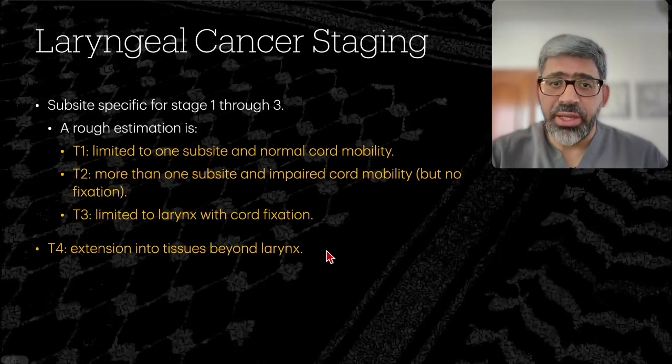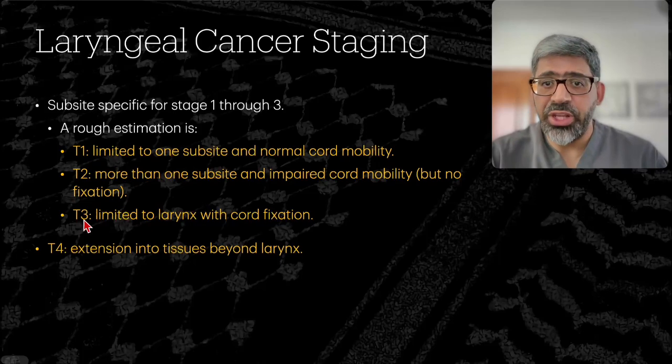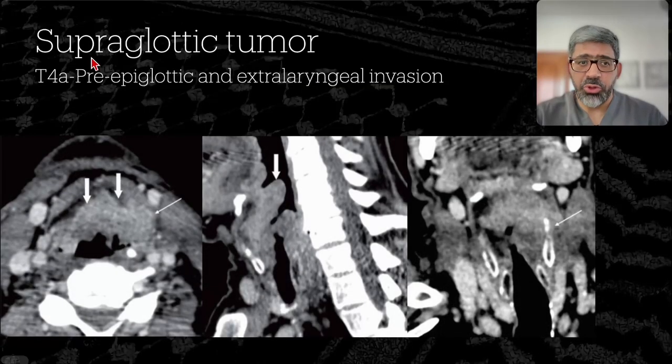We should keep in mind that for T1 through T3, it's subsite specific. So the details of the T staging can differ whether the tumor is supraglottic, glottic, or subglottic. So we'll start with an example of supraglottic tumor.